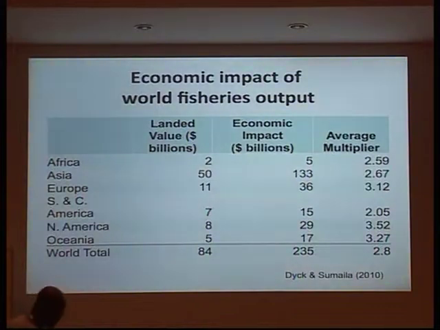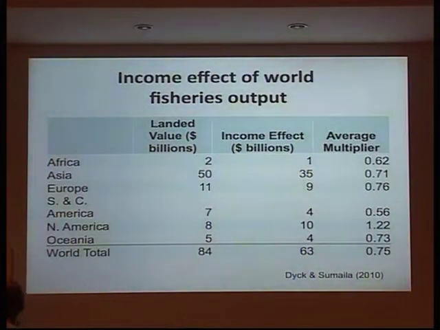So then you can also do something about income effects. So here you have multipliers for income. And the question is, if you take $1 worth of fish, how much income in terms of wages goes to people who work in the sector throughout the economy? How much of that dollar turns into income for people? And in Africa, it's about 62%. 62% of the initial value, so $1 actually generates 62 cents.